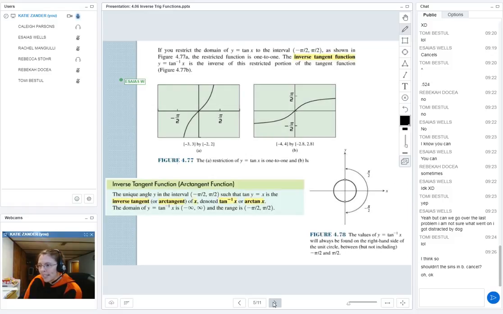Tangent is the same as sine, so we're not going to think too hard about our tangent function.